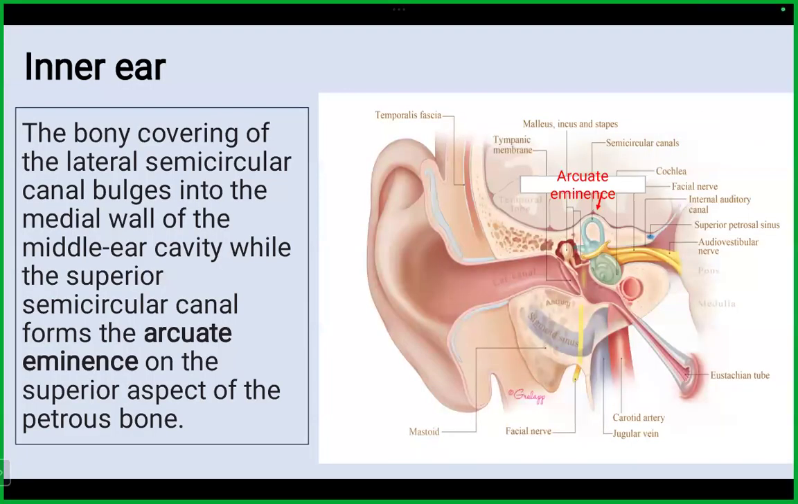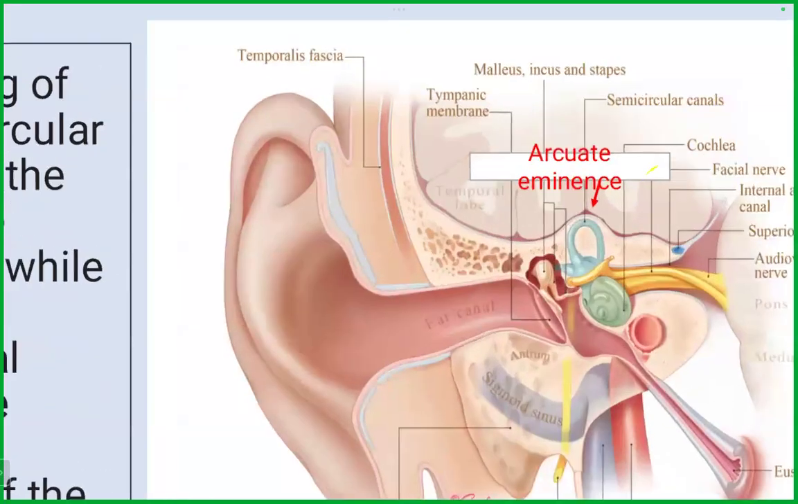The bony covering of the lateral semicircular canal bulges into the medial wall of the middle ear cavity, while the superior semicircular canal forms the arcuate eminence on the superior aspect of the petrous bone, which is shown in the picture in red color.